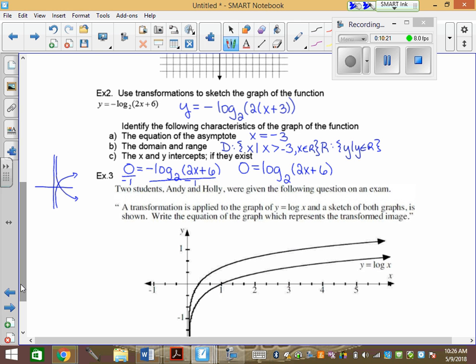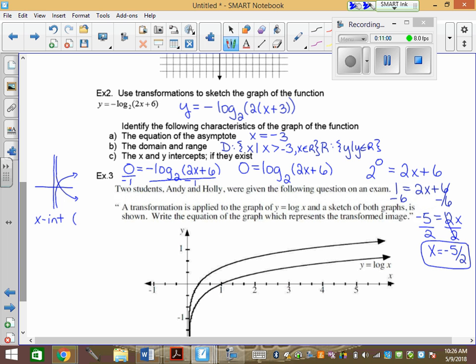We agree? So it's going to be 2, the base of the log, which is the base of my exponent, to the 0 equals 2x plus 6. What is 2 to the 0? 1 equals 2x plus 6 minus 6. No. Negative 5 equals 2x. Divide by 2. X equals negative 5 halves. So my x-intercept for this one is at negative 5 halves and 0.